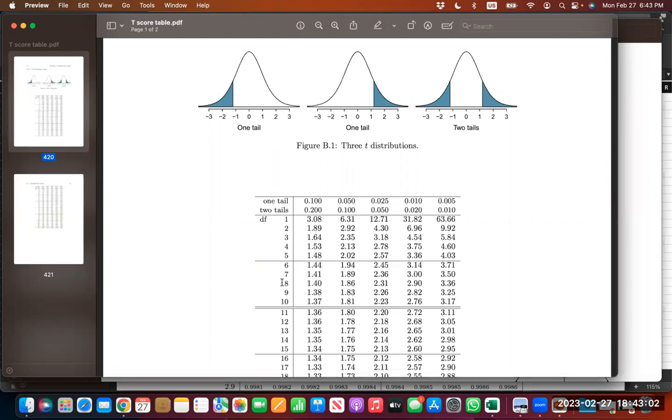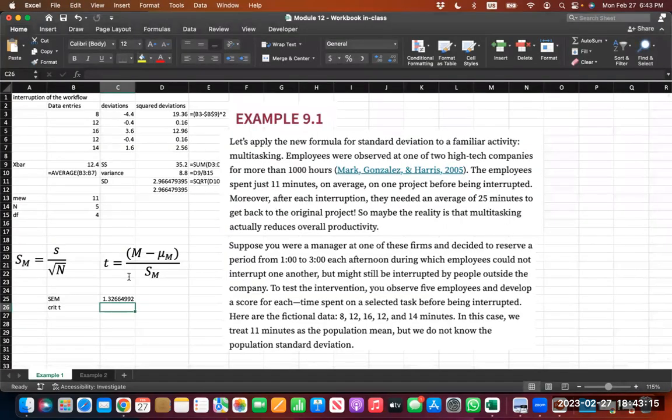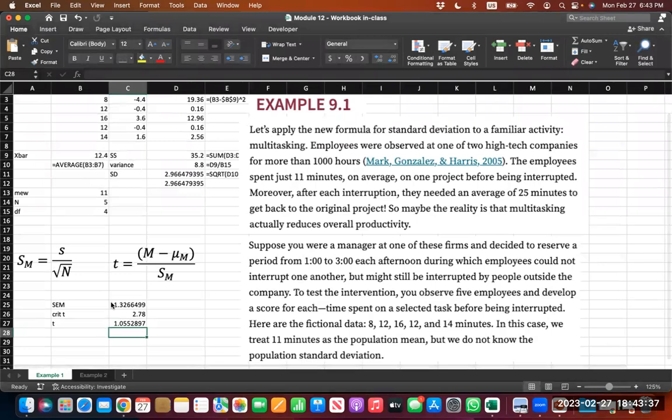So if we have degrees of freedom of 4 and an acceptable type 1 error rate of 5%, we are at a critical T of 2.78. And that is what we will enter here, 2.78. So now we want to calculate our actual T, and that's simple. We just need to calculate M, which is our X bar, minus the mu, divided by the standard error of the mean. And that gets us to a T of 1.056.